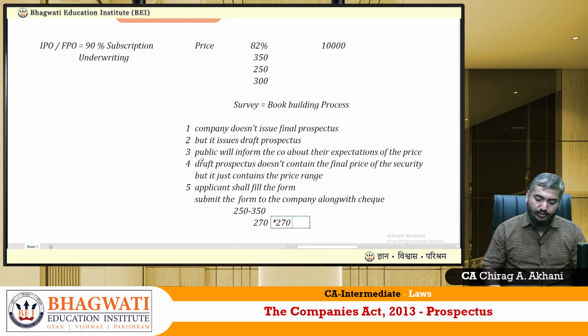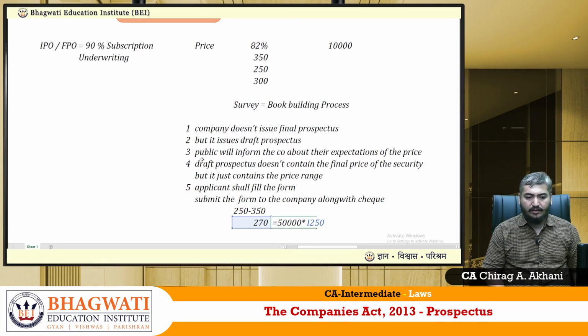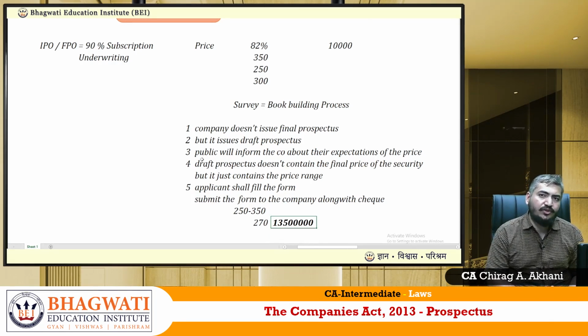So the answer is quite easy. 270 multiplied by 50,000 shares if I want to buy. Okay, let's take it like this: 50,000 multiplied by 270. So I will pay to the company somewhere around 1.35 crore. Oh, I'm sorry, I think I made a mistake. No, wait, just a second. Yeah, somewhere around 1 crore 35 lakh rupees I will pay to the company in the form of a check, for 50,000 shares at the rate of 270 rupees.